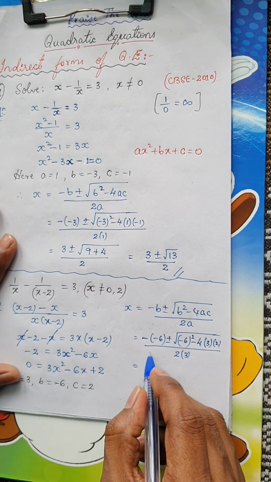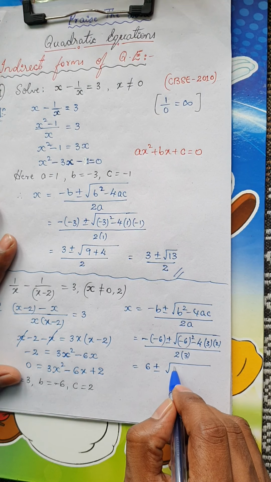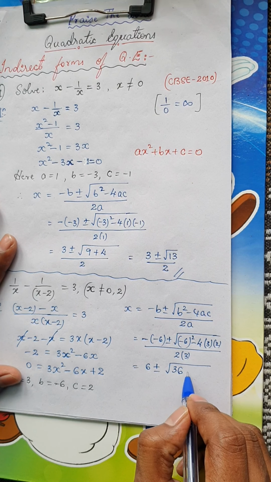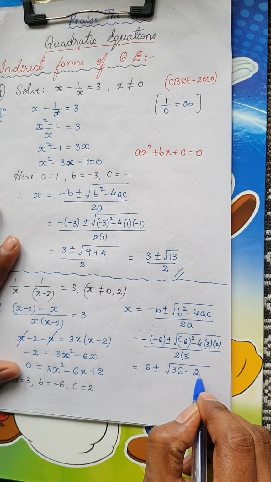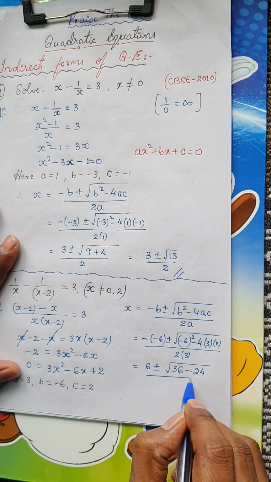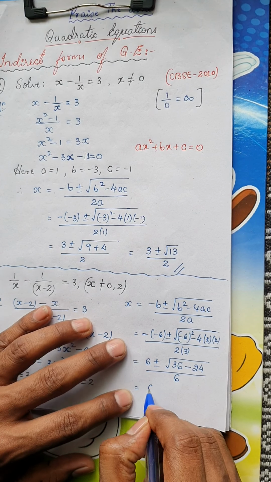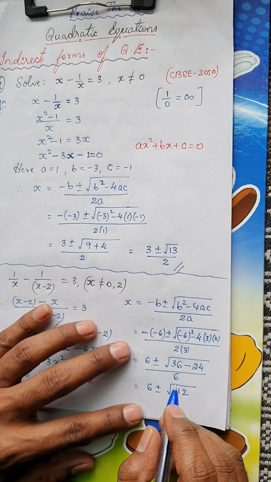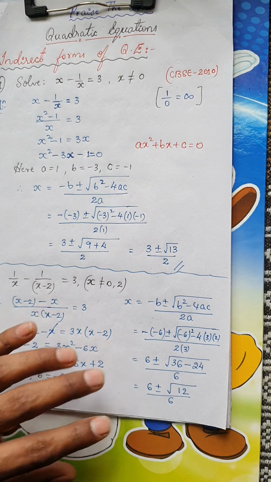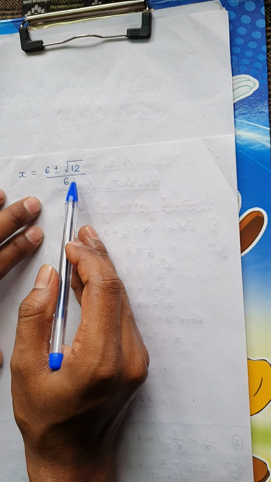So this is nothing but minus of minus becomes plus 6 plus or minus root of 6 square is 36. Okay. Minus, now 4 3s is 12, 12 2s is 24. Okay. Divided by 3 2s is 6. Okay. Now, so this is nothing but 6 plus or minus square root of 12 divided by 6. Okay. Now I have x is equal to 6 plus or minus root 12 divided by 6.